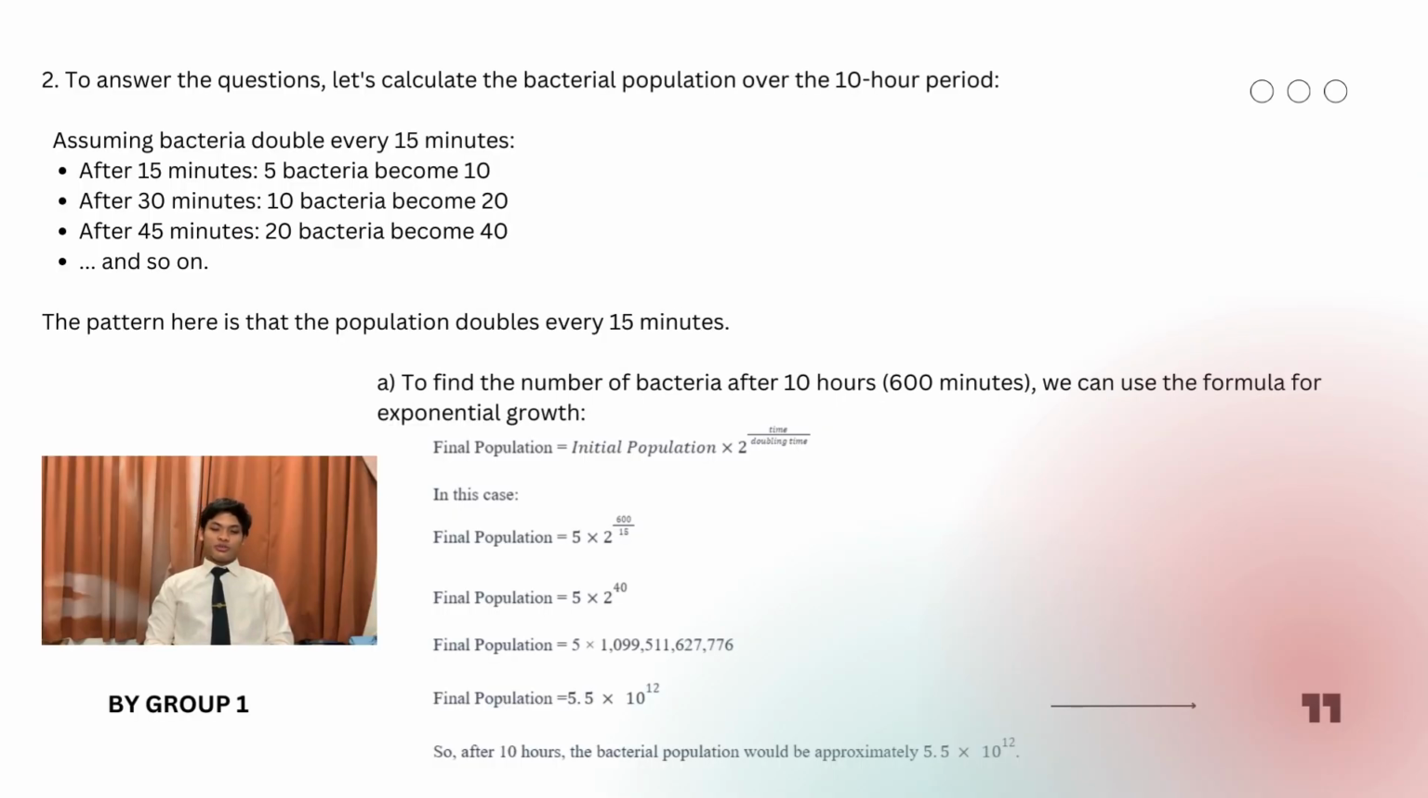Next, question 2. To answer the question, let's calculate the bacteria population over the 10-hour period. Assuming bacteria double every 30 minutes. After 30 minutes, 5 bacteria become 10. After 30 minutes, 10 bacteria become 20. After 30 minutes, 20 bacteria become 40, and so on. The pattern here is that the population doubles every 30 minutes.